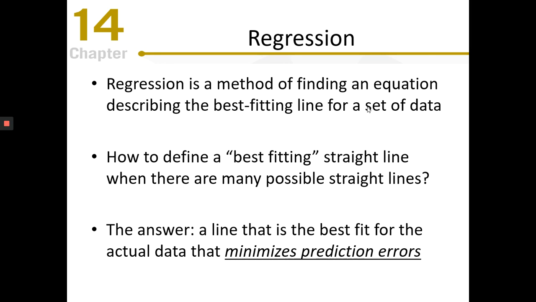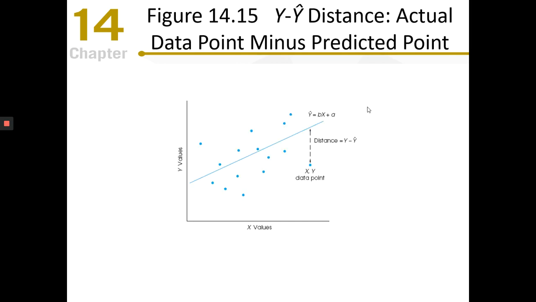So we talked about this already with correlations, but with regression, just like correlation, we're going to have a line of best fit. It's called line of best fit. Why is it called line of best fit? Because it minimizes the prediction errors.